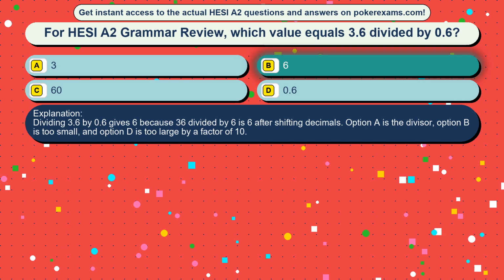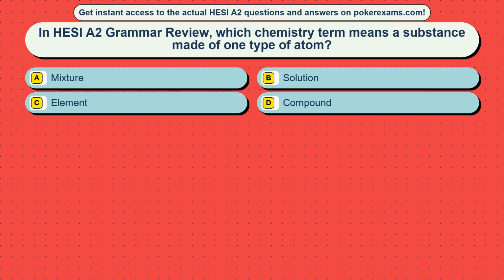Option A is the divisor, option B is too small, and option D is too large by a factor of 10. Question 3. In HESI A2 Grammar Review, which chemistry term means a substance made of one type of atom? Option A, mixture. Option B, solution. Option C, element. Option D, compound.